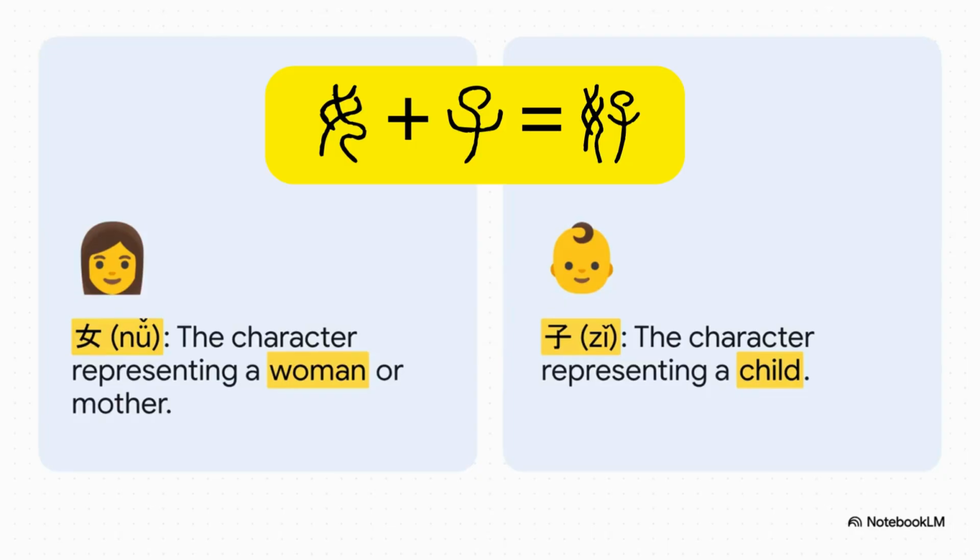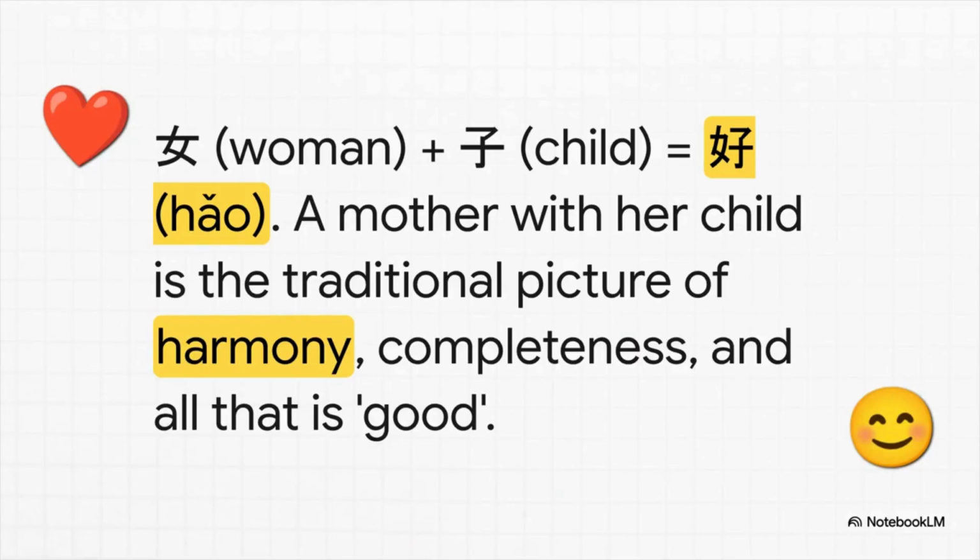So here are the clues. On the left, we have the character Nu for woman, and right next to it, Zi, which means child. What beautiful idea do you think gets created when you put a woman and a child together in a single picture? Together, they form the character Hao, which means good. The story behind this comes from a very traditional idea that seeing a mother with her child is the ultimate picture of harmony, of completeness, of all that is good in the world.